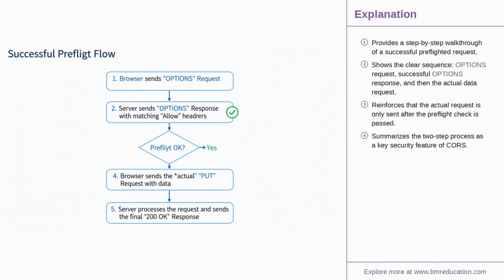So let's put it all together. If the preflight response from the server successfully validates the browser's intended method and headers, the preflight succeeds. The browser then immediately sends the actual request, the PUT request with its JSON payload, for example. Because the server has already pre-approved the operation, this second request will be processed and its response will be delivered back to your application. This two-step dance ensures maximum security.